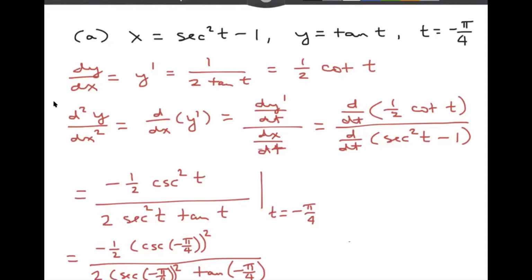So what I'm trying to say to you is that the square of cosecant negative pi over 4 and the square of secant negative pi over 4 are exactly the same. Okay, so that makes life a little simpler. So I think what we end up with is negative 1/2 over 2 times the tangent of negative pi over 4, which is negative 1. So negative 1/2 divided by negative 2, I believe that is positive 1/4.